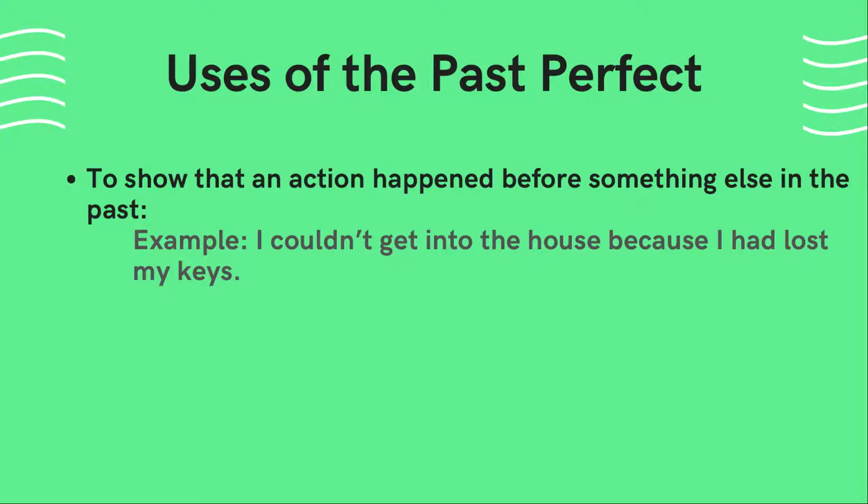The most common use of the past perfect is to show that an action happened before something else in the past. For example, I couldn't get into the house because I had lost my keys. When we use the past perfect in a sentence, we need always, or most of the time, we need 2 actions, and they are both in the past. One of them is written in simple past, and the other is written in past perfect. The action written in simple past happened obviously in the past, but the other action, the one in past perfect, happened even before that. So that's something that you have to keep in mind.